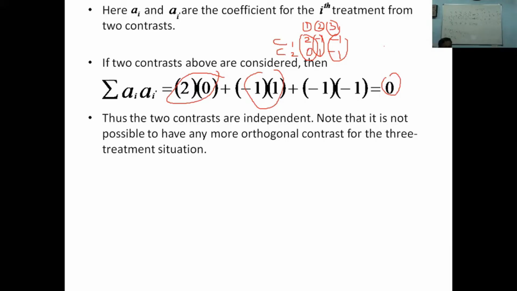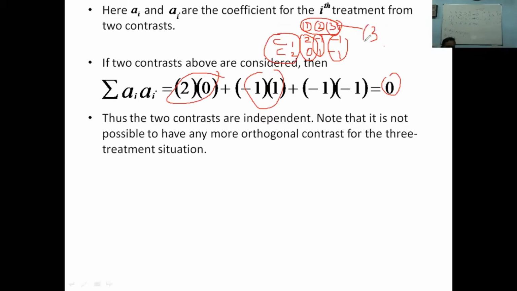In this example, how many treatments do we have? We have 3 treatments: 1, 2, 3. If you have 3 treatments, how many contrasts do we have in this example? C1 and C2. We have 2 contrasts.